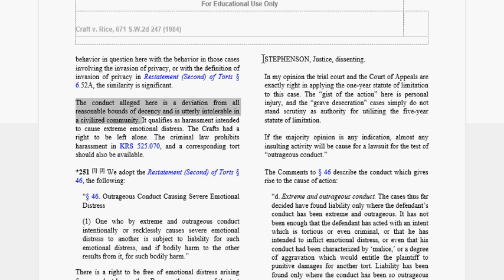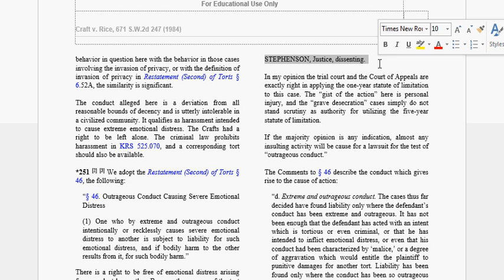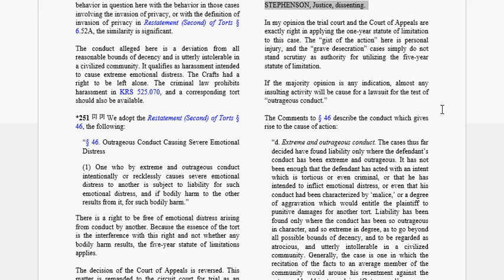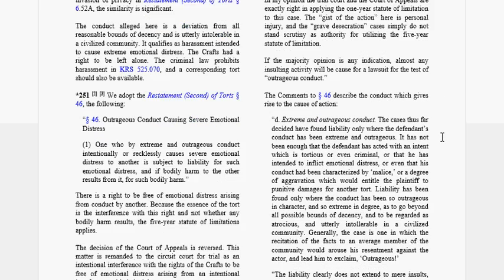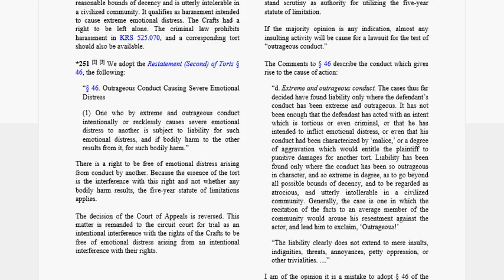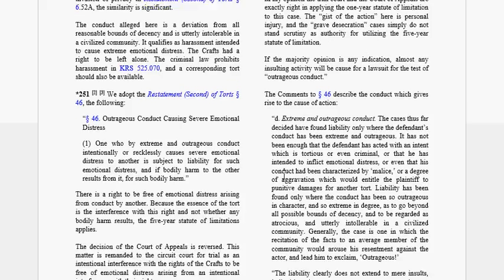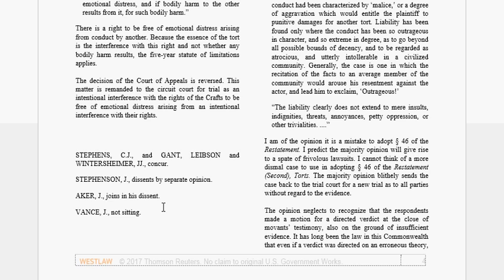In your casebooks, if a dissenting opinion is included, you should read it. It is there for a reason. Even though it is not law because it is only a dissent, it's important for some reason, and you can't skip it. The other type of opinion you can have is the majority opinion, which is the one that Justice Wintersheimer wrote. Then you've got the dissenting opinion that Justice Stevenson wrote and Justice Aker joined in.